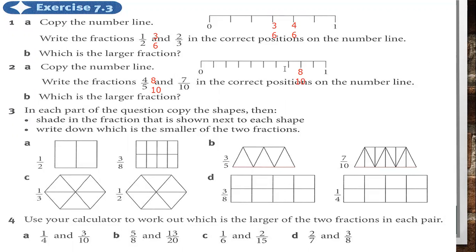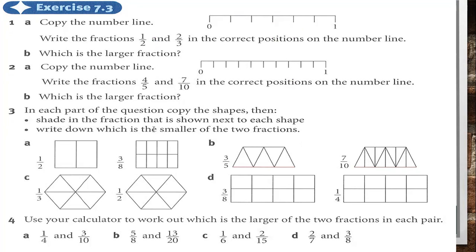And 7 by 10 is just behind it. So this one is 7 by 10 and the other one is 8 by 10. So which one is larger? 8 by 10, obviously, which means 4 by 5. So the same like that, the rest of them you will solve in each of the questions.